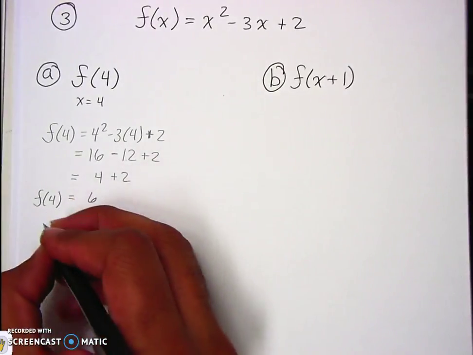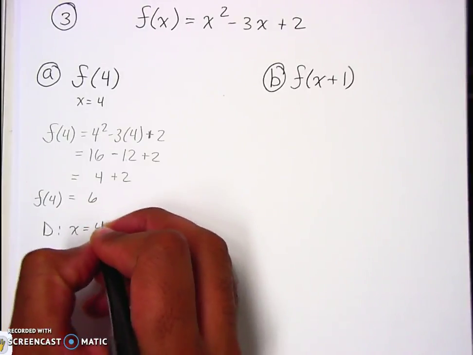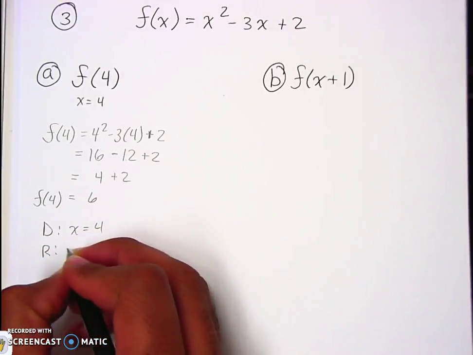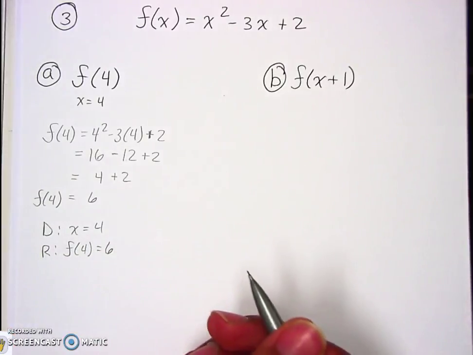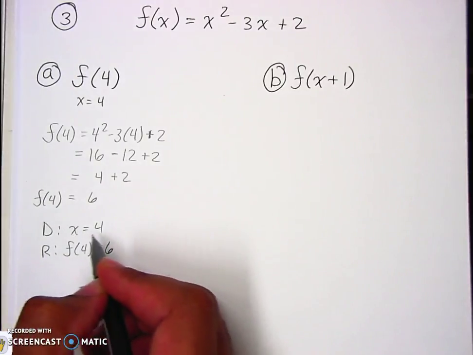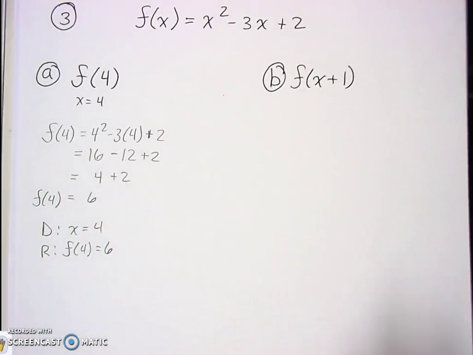Now again, labeling our domain and range. Domain is x equals 4. Our range is f of 4 equals 6. So make sure you have x equals 4 and f of 4 equals 6. Make sure you have that.